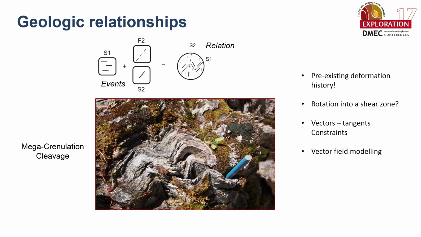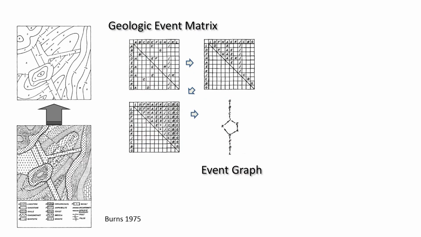Right, this quick example here, we're seeing a relationship on a mega crenulation fold near a fault zone. So there we would have two events, an S1 event from a previous fabric being folded here in this crenulation. And that can be encapsulated in what we call a relation. And this relation can be used then in a modeling package to do a whole pile of different things.